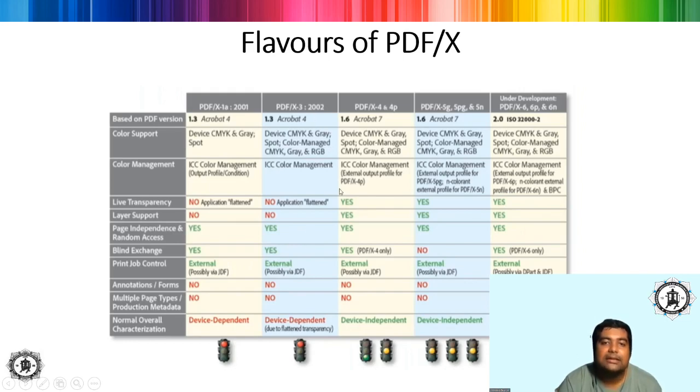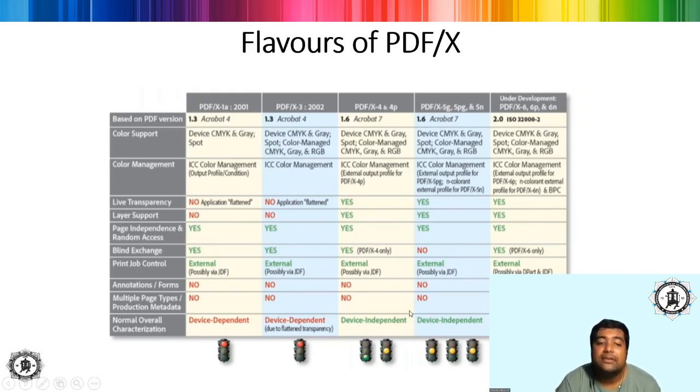X3 again, these are the things that are allowed and not allowed in X3 format. X4, as you can see, device CMYK and gray spot, color managed CMYK, gray, RGB. All of this is allowed, and yes, live transparency is allowed. OCGs are allowed, and forms and annotations are not really allowed.